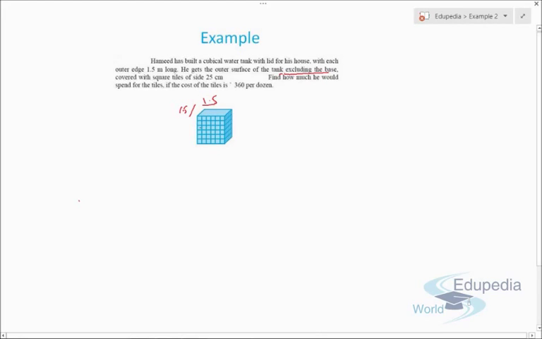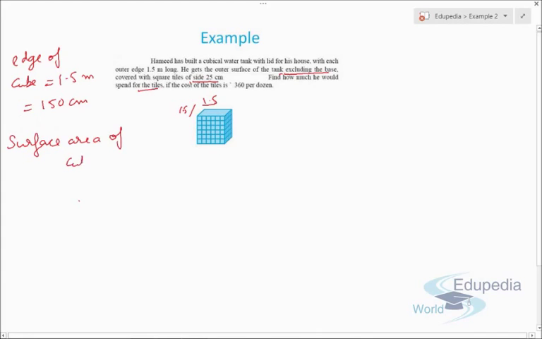However, you cannot apply the formula directly over here. So we need to know the concepts very well now. We need to cover with square tiles of side 25 centimeter. Now how much would he spend for the tiles if the cost of the tiles is 360 per dozen? So let's see how we can solve this type of question now. It's given that the edge of the cube is 1.5 meter long, or we can say that it is 150 centimeter, right?